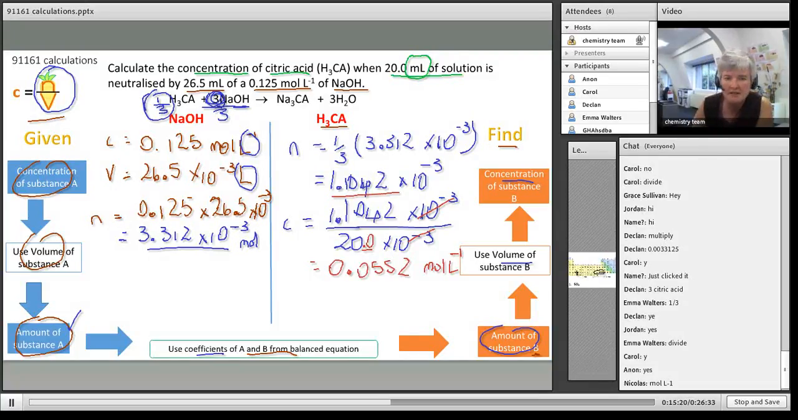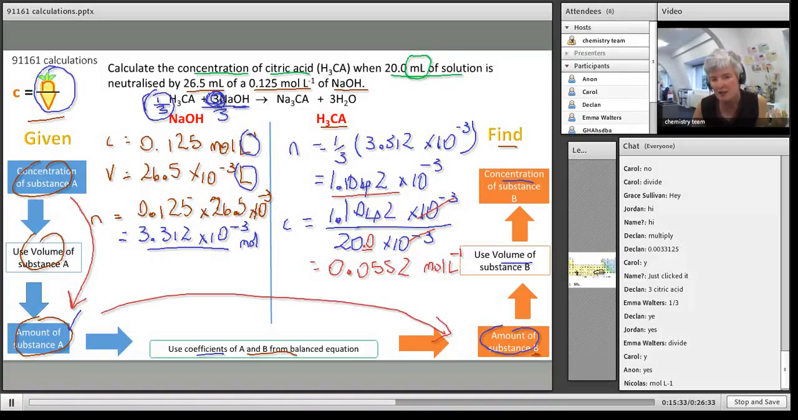So that is straightforward. You follow the concentration with the volume to get to amount, use the mole ratio to get the amount of the other substance, then use the volume to get the concentration. There's only 2 things you've got to watch out for: make sure your milliliters are changed to liters, okay, and the other one is your mole ratio. Make sure you know when to divide and when to multiply.